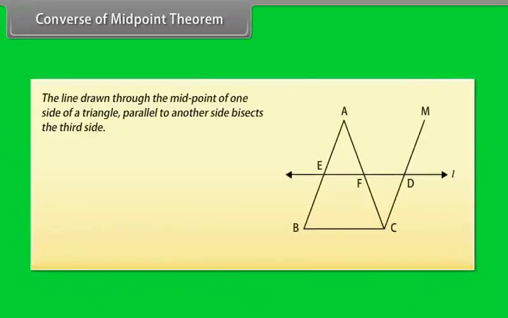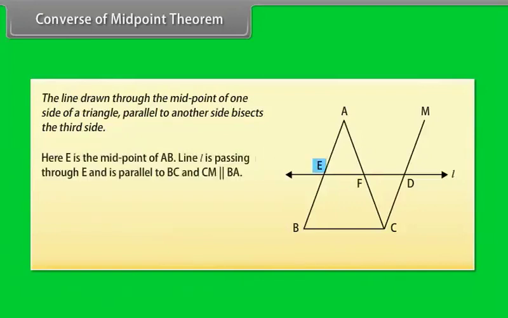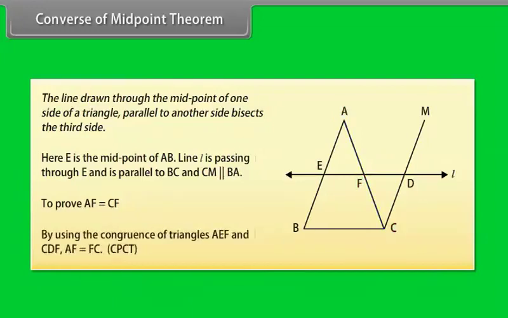Converse of the midpoint theorem. The converse of the midpoint theorem states that the line drawn through the midpoint of one side of a triangle parallel to another side bisects the third side. Look at this figure. Here, E is the midpoint of AB. Line L is passing through E and is parallel to BC, and CM is parallel to BA. We have to prove that AF is equal to CF. By using the congruence of triangles AEF and CDF, we can prove that AF is equal to FC.